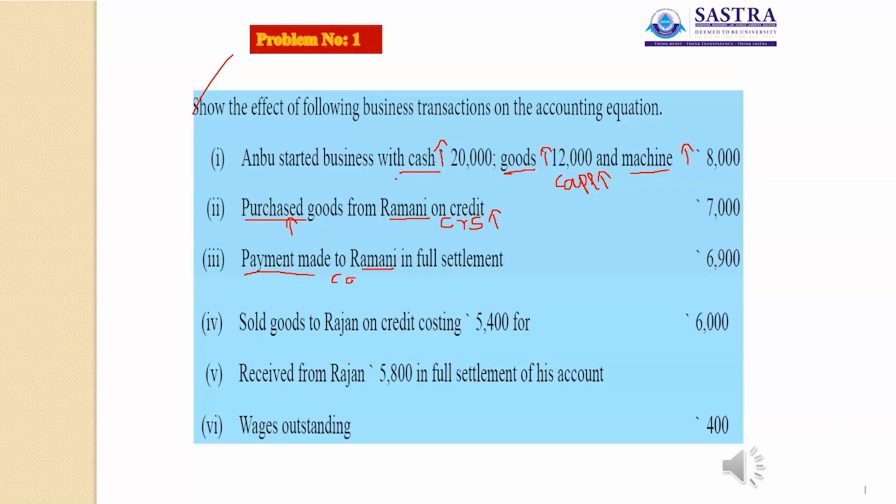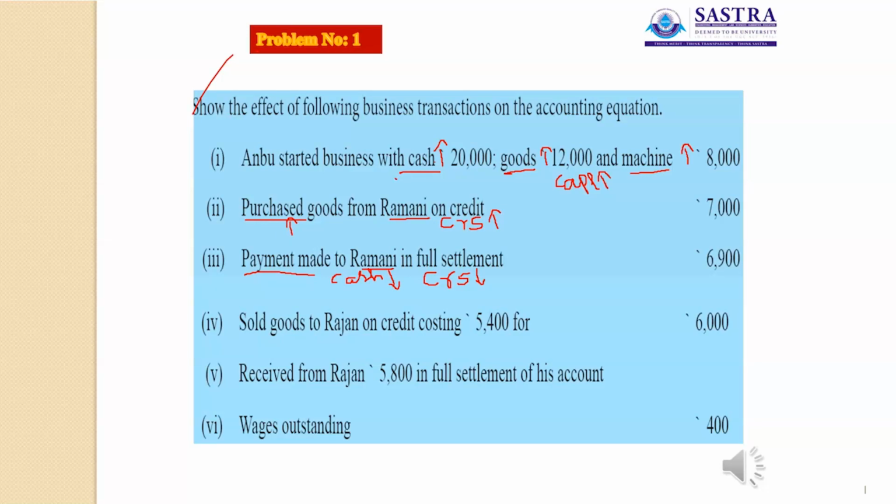Cash account and another one is creditors account. Here cash paid, so the value of cash decreases. Similarly, creditors, liabilities, also decrease. Assets decrease and liabilities also decrease.